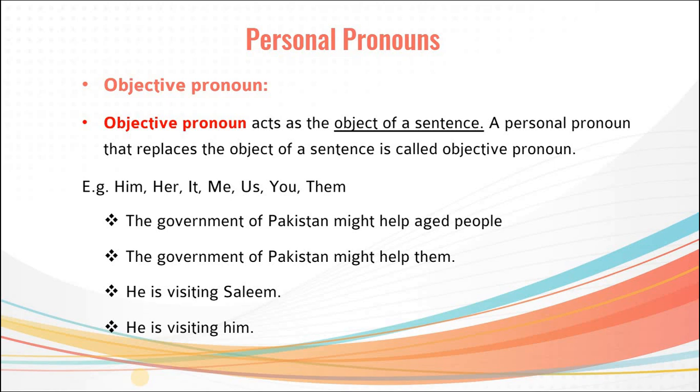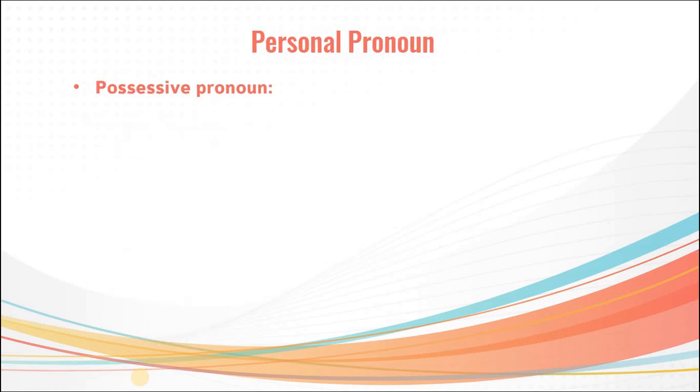He is visiting Salim. Now if you replace Salim in this sentence, Salim is the object in this sentence. So if you replace Salim, the replacing pronoun will be called the objective pronoun. He is visiting him. Him is called the objective pronoun.